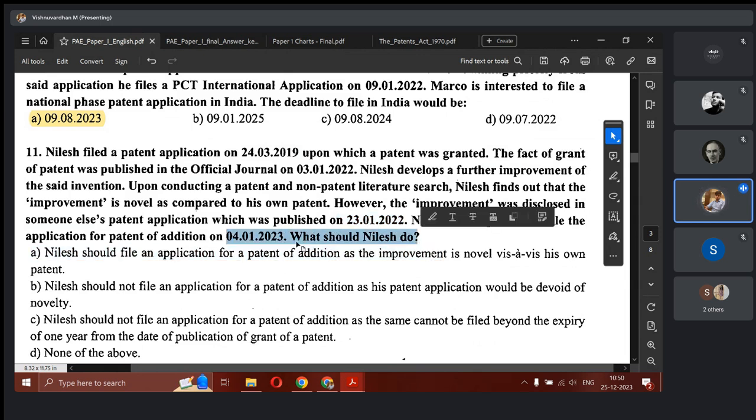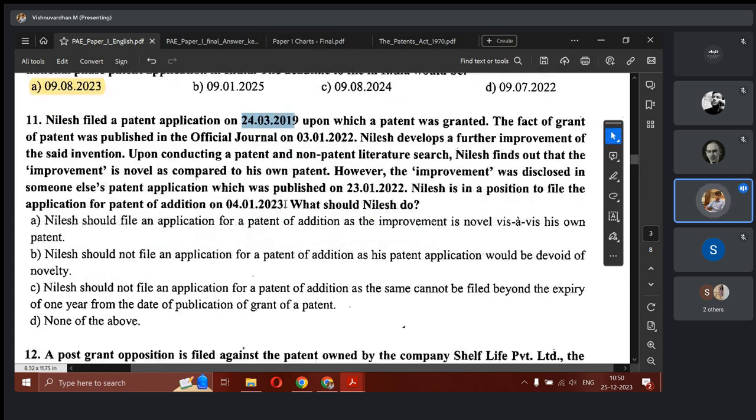What should Nilesh do? The first requirement of patent of addition is it has to be after the filing date of the original patent, of the main patent. So that is valid. Secondly, I've already told you guys that the improvement does not have to have an inventive step. It can just be a small improvement. The test of inventive step is not that strict for a patent of addition. Cool. So what should Nilesh do?